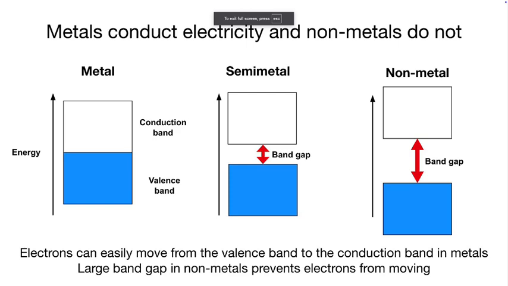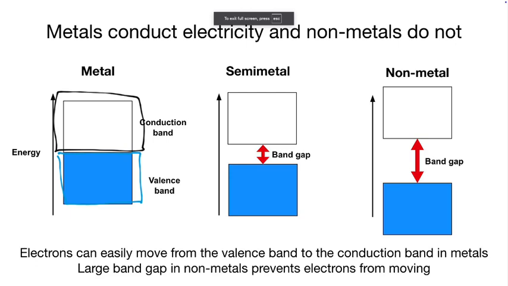Okay? So metals conduct electricity and nonmetals do not. What we talked about last week is that when we looked at metals in a bulk material, you have a valence band, and that's where all of our valence electrons occupy. We also have a conduction band shown above. That conduction band is white, meaning there's no electrons in it.